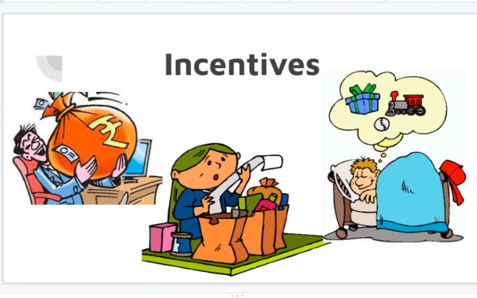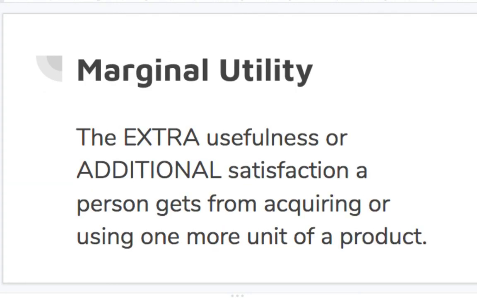Marginal utility is the thing that we're going to look at in this next section. Marginal utility is the extra usefulness or additional satisfaction a person gets from acquiring or using one or more units of a product. The best way that I can explain this is, if you have $1, you're happy. You get $2, you're happier. $3, you're even happier. Even think of chocolate bars. You have 1 chocolate bar, you're happy. 2 chocolate bars, you're happy. 3 chocolate bars, you're going to have a stomach ache. So marginal utility is what we add whenever we're adding more or additional satisfaction.